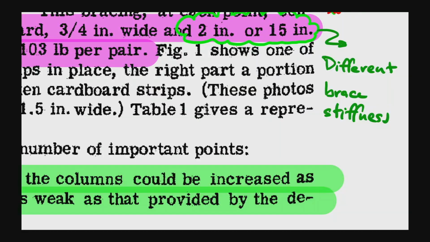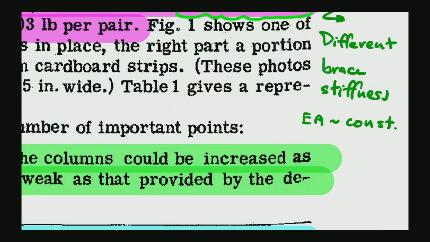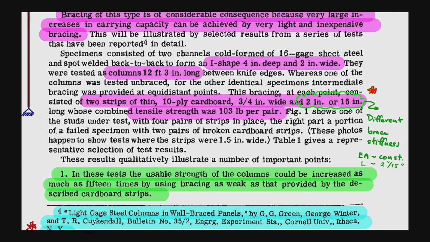EA is constant, the material is the same, the cross section is the same, the width is the same, the thickness is the same, but the L is non-constant, so it is 2 or 15 inches. So the sensitivity of the buckling load of the column to the stiffness of the brace will be shown in the test result.